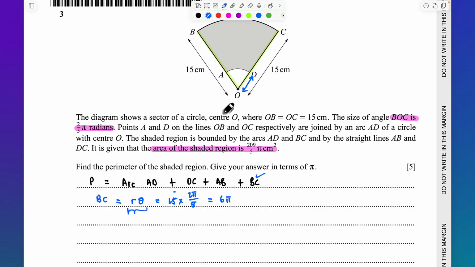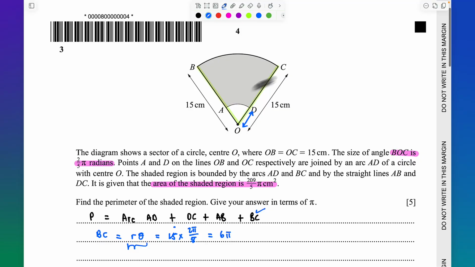We have the theta, it's still the same angle, 2 pi over 5 radians. But what we don't have is the radius. And it's the same thing with BC and AB, because DC is actually going to be the radius of this, 15, minus the radius of this smaller circle, this smaller arc. So the radius of that smaller arc is what is stopping us from being able to calculate the three things that we don't have. So we're stuck.